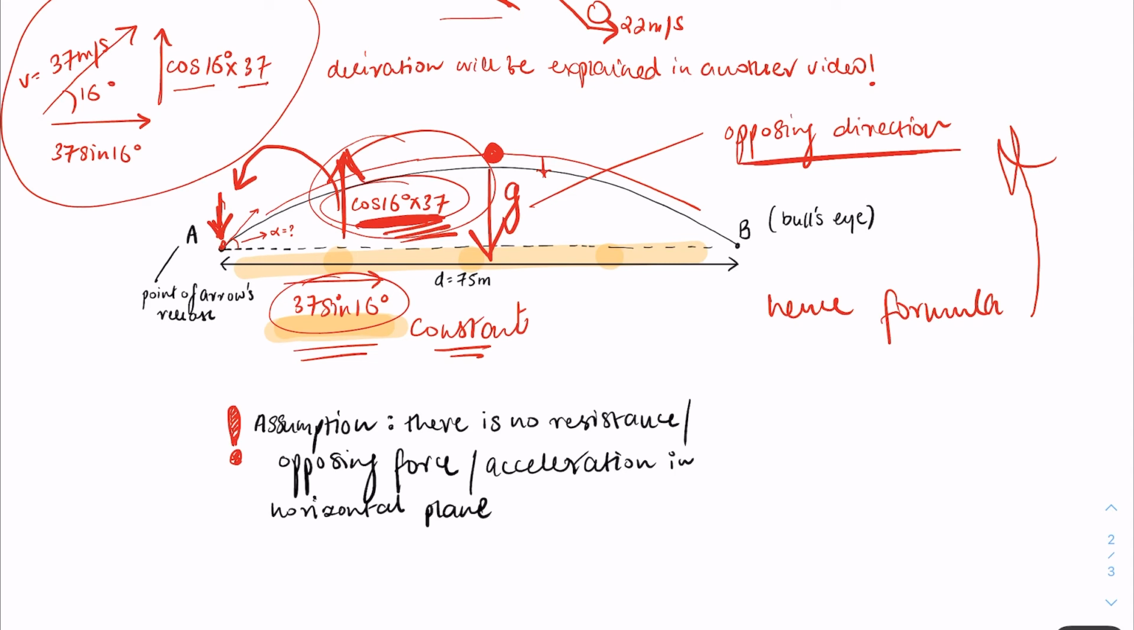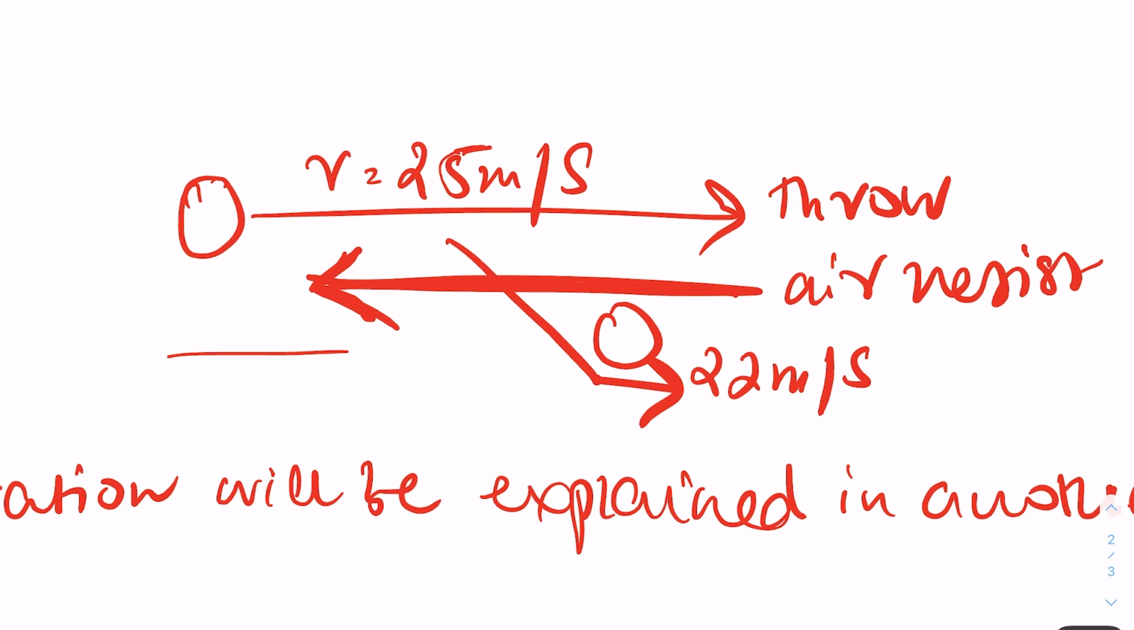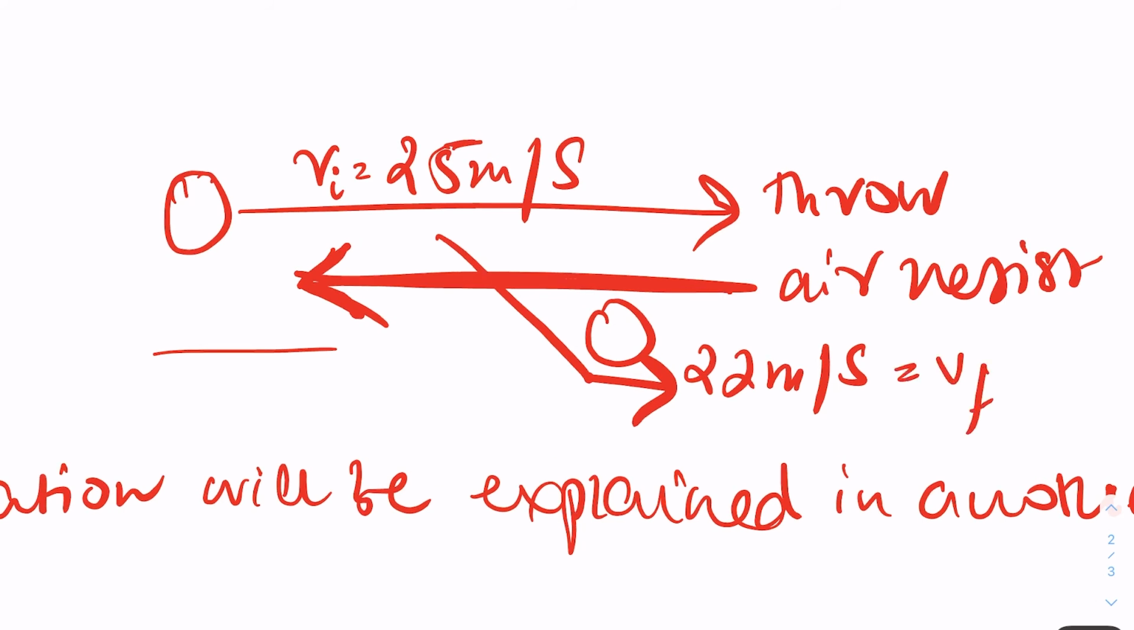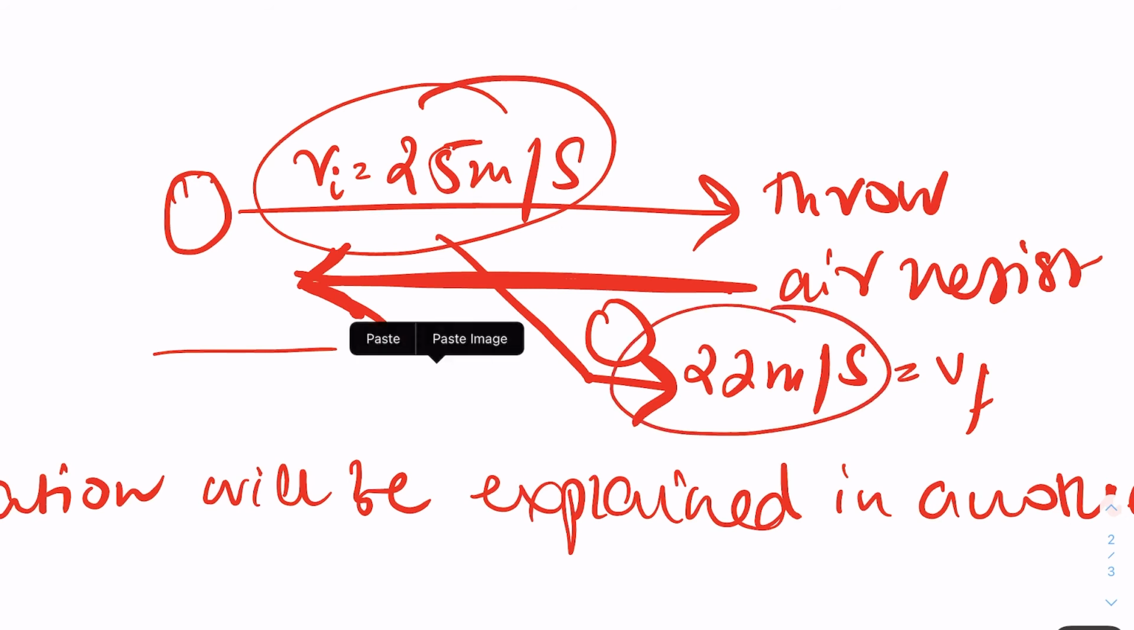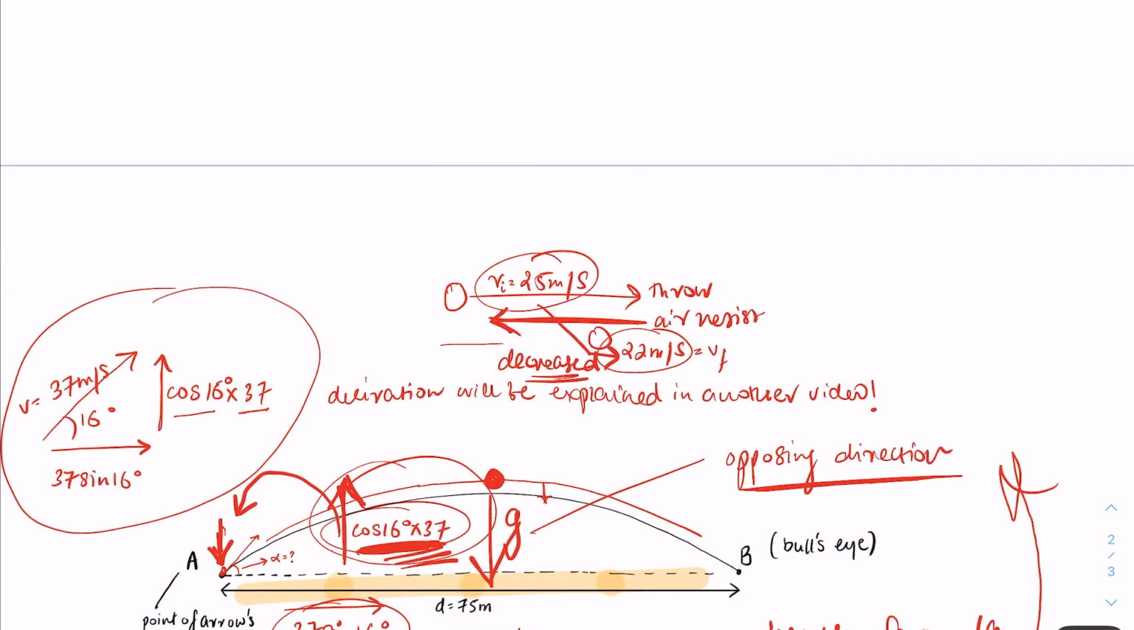Because if this was not constant, let's say there was air resistance. If you throw a ball in this direction, air resistance will act in this direction. So that means that over time, when it covers a distance, its velocity changes. Let's say in the beginning when the person threw this ball, it was 25 meters per second, but when it reached here, it was around 22 meters per second. Why? Because there was an opposing force, an acceleration, which was in other words a deceleration. So the acceleration was decreasing this velocity, and it decreased it to 22 meters per second, because it was in the opposite direction.